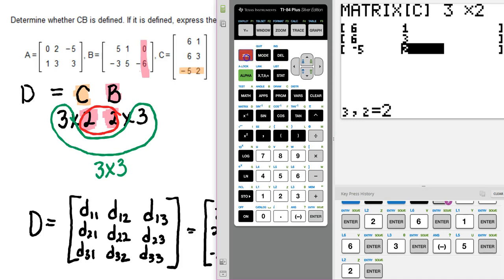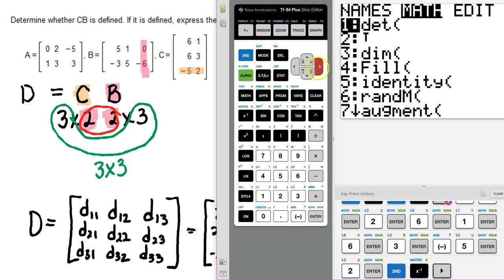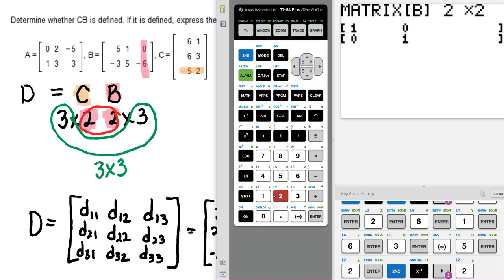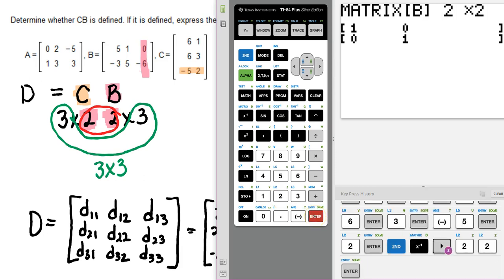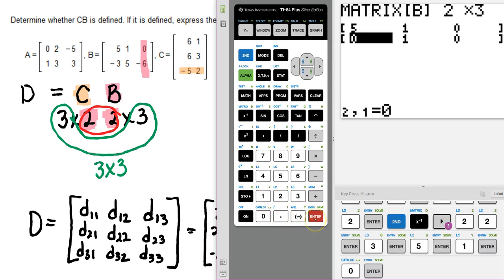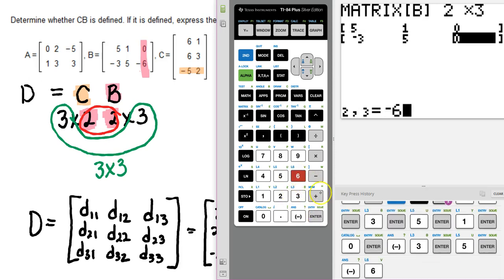Then I'm going to go back to the matrix menu, go over to Edit, and I want to edit matrix B. Matrix B has 2 rows and 3 columns. And the entries are 5, 1, 0, -3, 5, and -6.